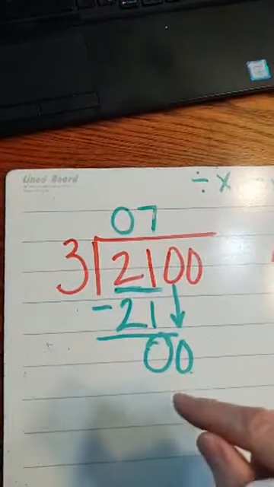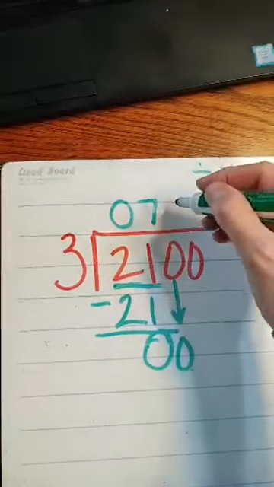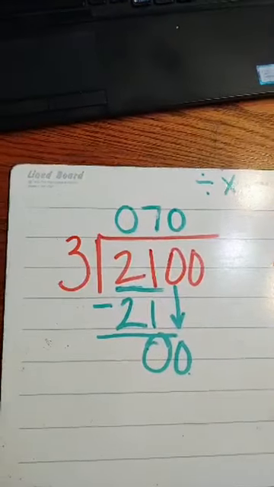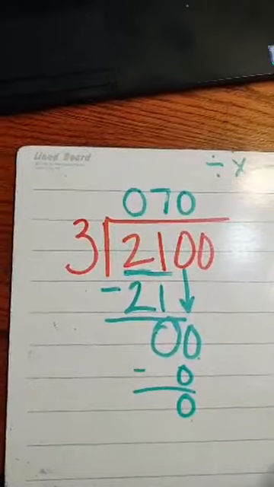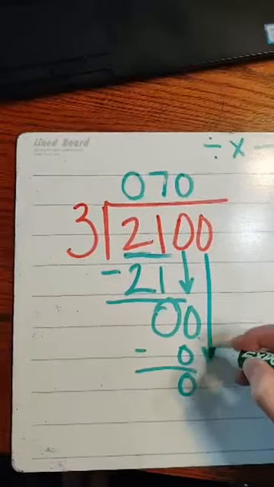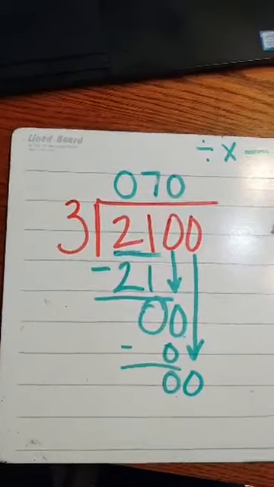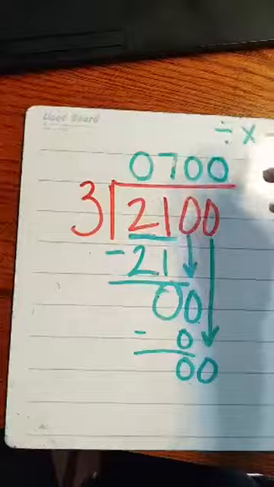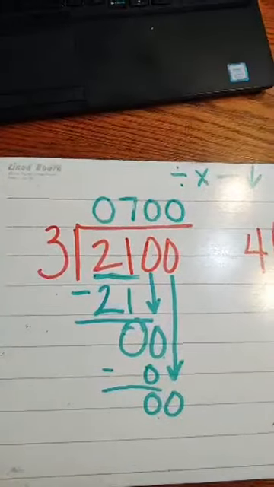Wrong. You're right. We do have to put something. 3 does not go into 0. So if it doesn't go in there, I put a 0 above this 0 that I'm working with. Okay? 0 times 3 is 0. I subtract. I get 0. I'm not done. I need to bring my last 0 down. Okay? Does 3 go into 0? No. So again, I put a 0 up there so I know that I put the answer to that there.